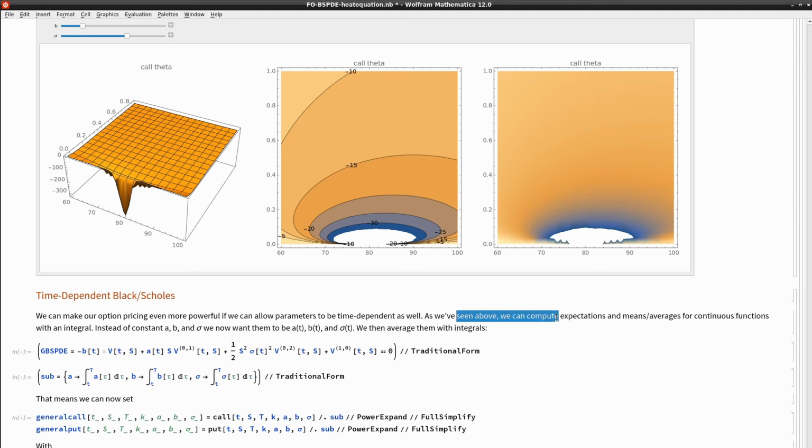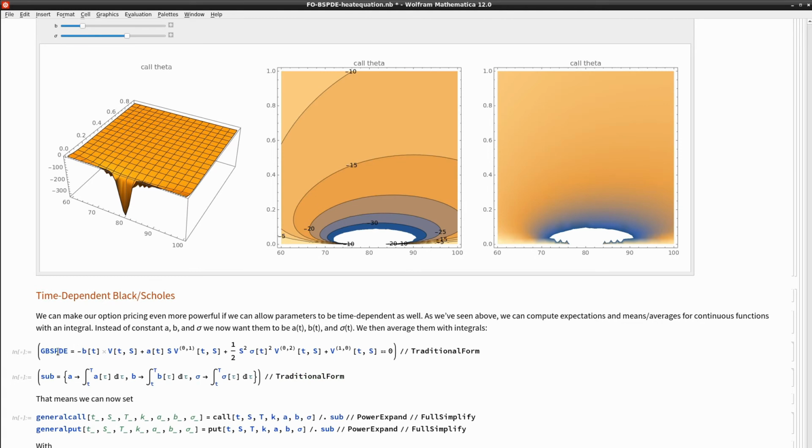As we've seen above, we can compute the expectations and means for continuous functions with an integral. So one way to deal with this is that we can allow functions, for example, a of a time variable or b of a time variable or sigma of a time variable tau, and then we can use the integral in order to compute the expected value for them. We can use integrals to average these functions.